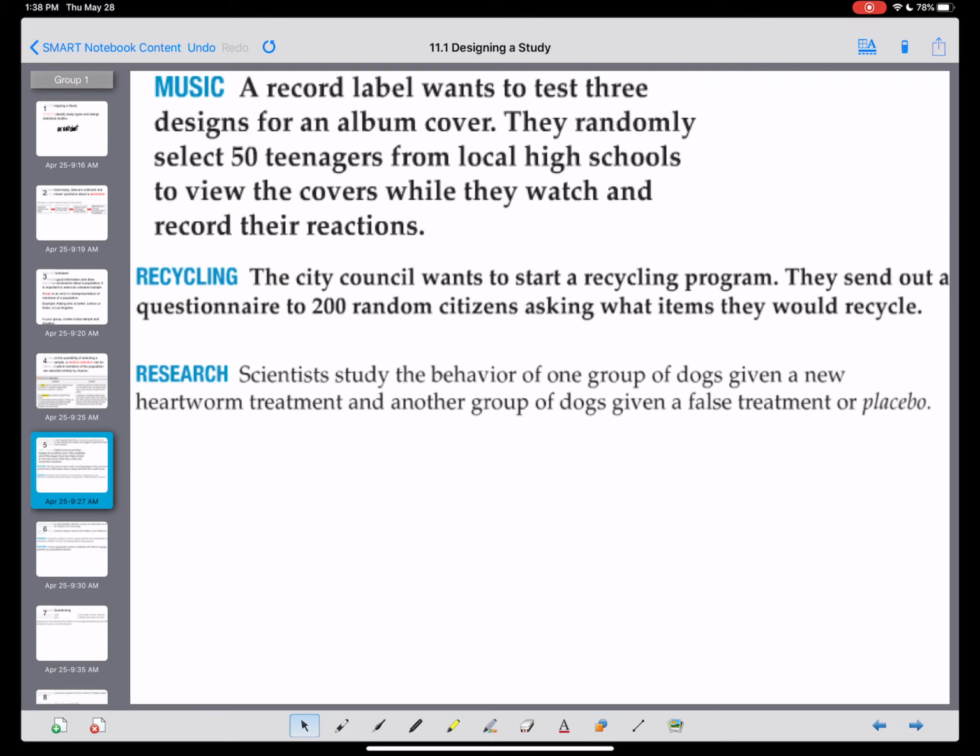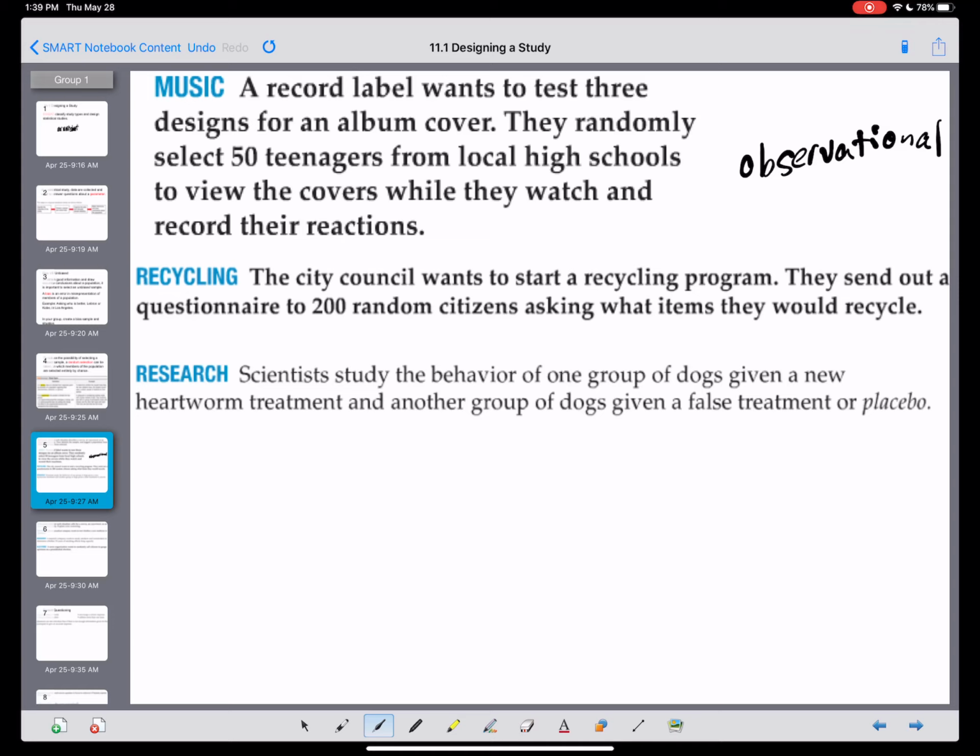So we're going to determine which one is observational, survey, or experiment. A record label wants to test 3 designs for an album cover. They randomly select 50 teenagers from local high schools to view the covers and record their reactions. This first one is probably going to be an observational. You're not testing anything, you're just giving them something and watching them. You're not asking them a question, just watching them.